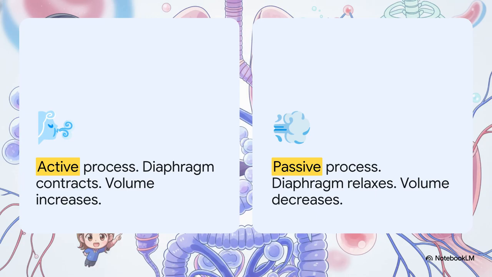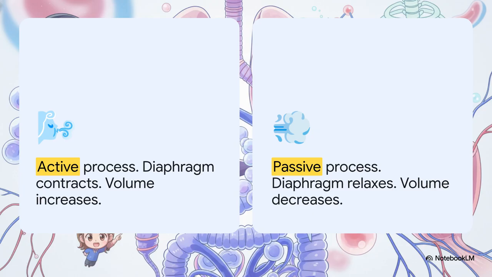Inspiration, breathing in, is completely active. A massive muscle at the bottom of your chest, the diaphragm, contracts and pulls downwards. At the same time, muscles between your ribs pull your chest cage outward. This massively increases the volume of your chest box, dropping the pressure, and boom, air gets pulled right into those 300 million alveoli. Expiration, on the other hand, that's entirely passive during normal breathing.